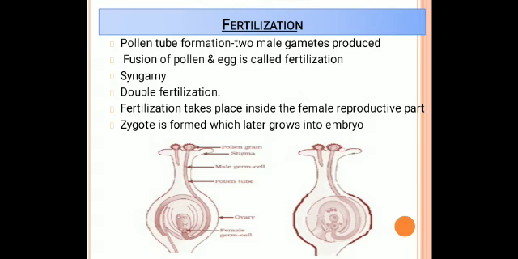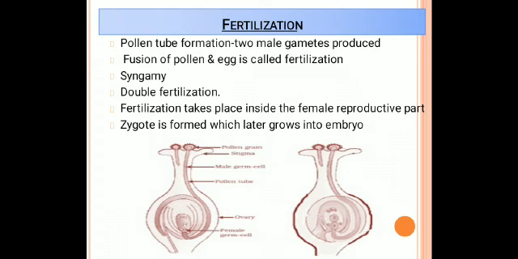Another male gamete is there. This other male gamete fuses with the secondary nucleus and forms the endosperm. In syngamy, one male gamete fuses with the egg and forms the diploid zygote. Here the other male gamete fuses with the secondary nucleus and forms the endosperm, or food storing tissue.